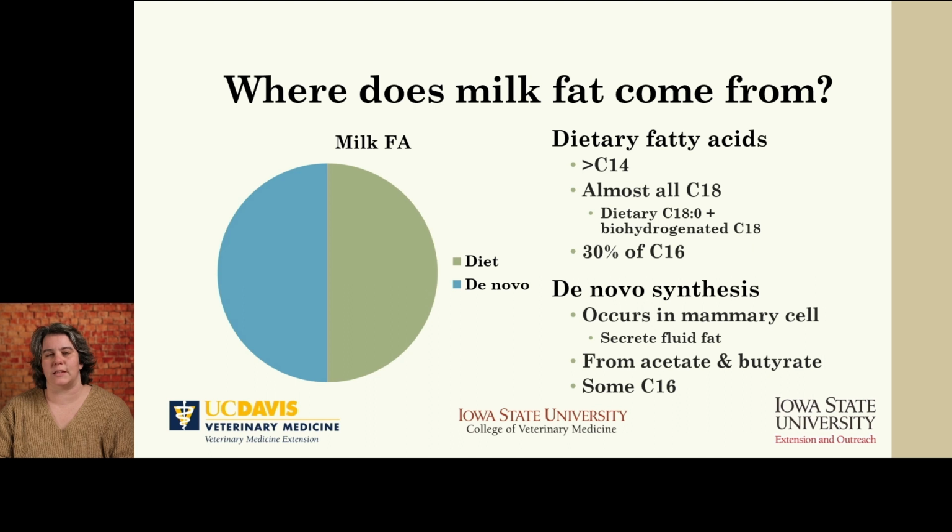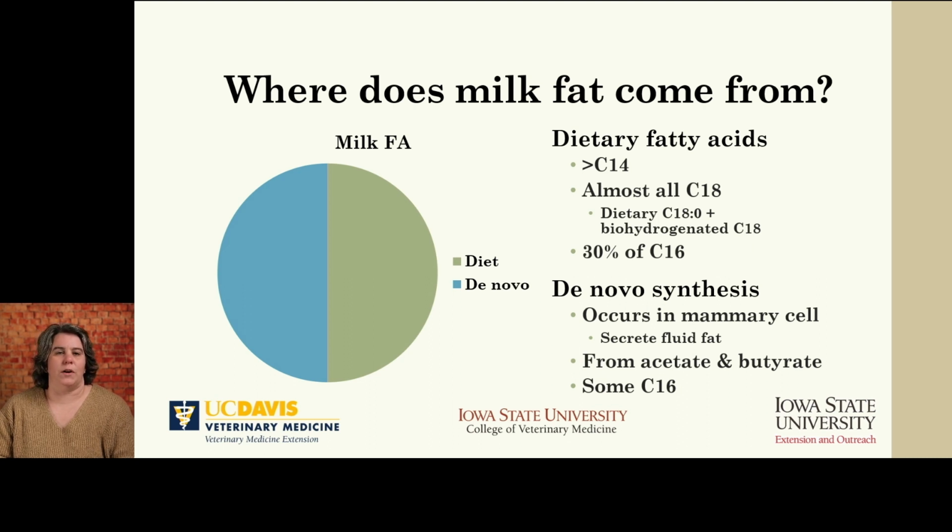So de novo synthesis of fatty acids is when the cow is making her fatty acids herself. Dietary fatty acids, of course, are going to be the fatty acids that come from the cow's diet. Some of those might actually be stored in body tissue beforehand. So if a goat has a high body condition score and then loses weight and she milks off that fat in early lactation, those are still going to be considered dietary fatty acids that are released in her milk.